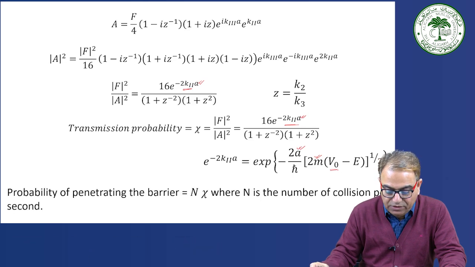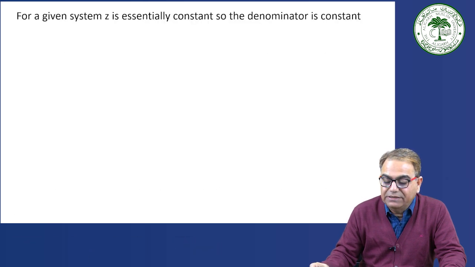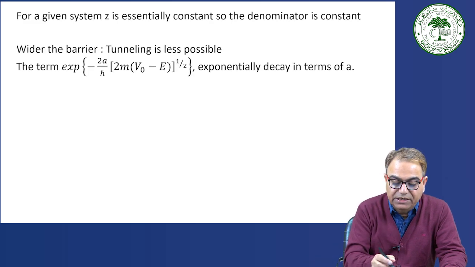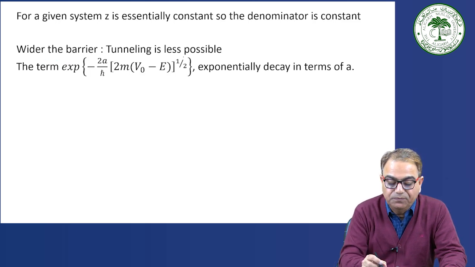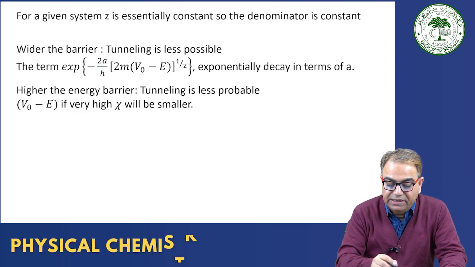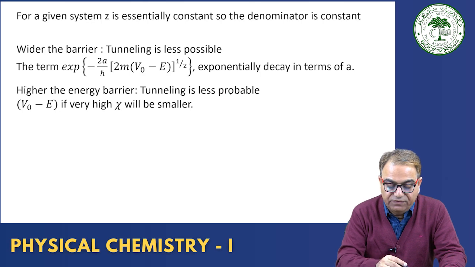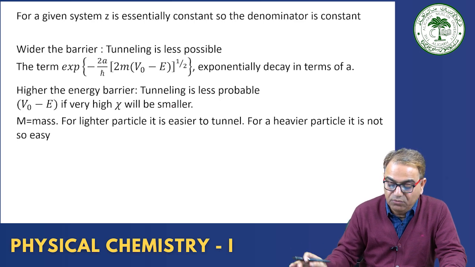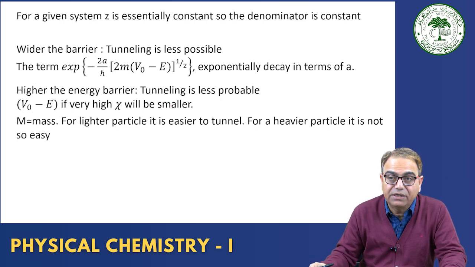Okay. Now, z is essentially a constant, so the denominator is a constant. Now what happens? If you look at this equation, the tunneling will be proportional to what? The exponential decay term in terms of a. So what will happen? The higher the energy barrier, the less the tunneling. So if v minus e is very high, the transmission will be smaller. Okay. Then mass: a lighter particle will tunnel more easily. Okay. A heavier particle will not tunnel through.